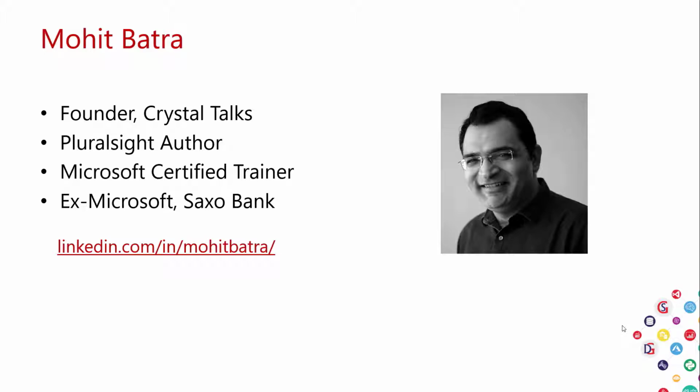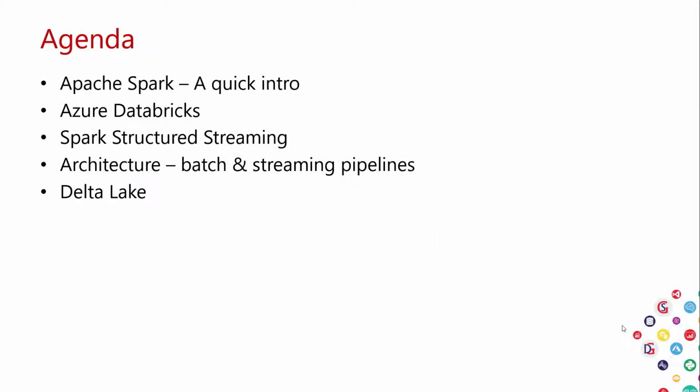All right, so let's see what is the agenda for today's session. First of all, we'll do a quick introduction on Apache Spark. Now, this is not the place where we'll be spending most amount of time. It will just be a quick introduction. Then we'll talk about Azure Databricks, and how we can use it as a platform to build streaming pipelines. Then we'll talk about Spark Structured Streaming, which is a component of Apache Spark, and that will help us to build the streaming pipelines. Next, we'll talk about the architecture, that how we can build unified batch and streaming pipelines. And finally, we'll talk about Delta Lake. Now, Delta Lake is one of my favorite components, and we'll see how we can use it to build reliable data lakes. All right, so this is the agenda for today's session.